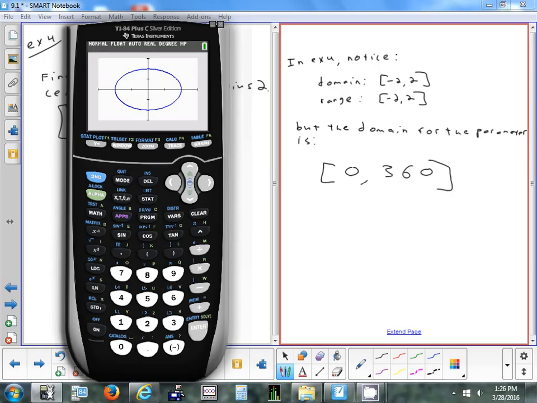Okay? So another question I could ask you is, what's the minimum parameter you could have to go all the way around this and make the shape I'm asking you to make? In the case of a circle, it's 0 to 360.